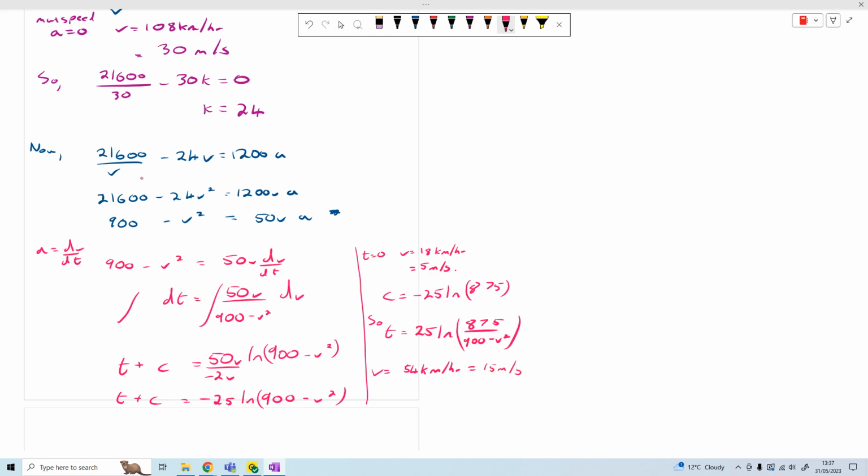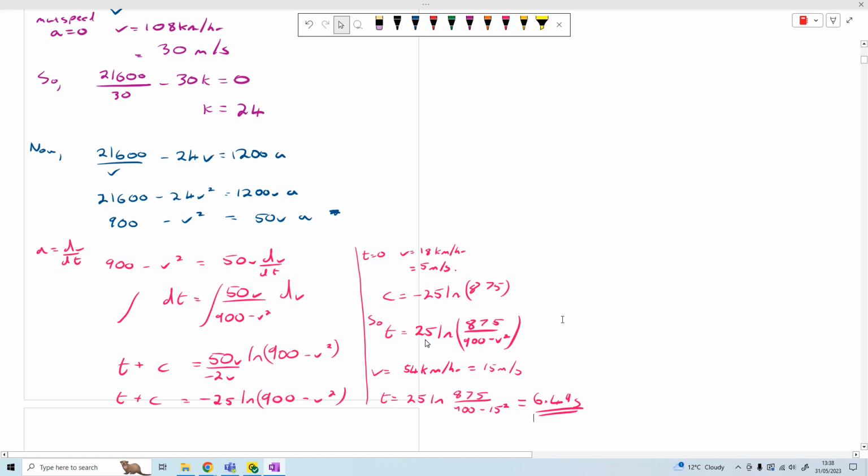And let's substitute it in. So I've got t equals 25 ln 875 over 900 minus 15 squared. Okay, which comes out to be 6.49 seconds. That's the time it's going to take, okay, between those two velocities. Okay, so there's my final answer. Okay, so very, very similar to what we've been tackling in the previous ones.